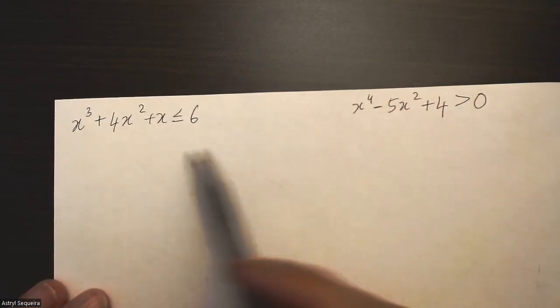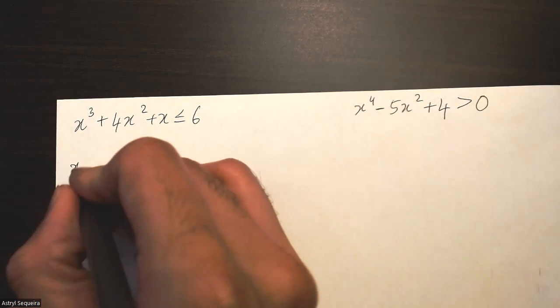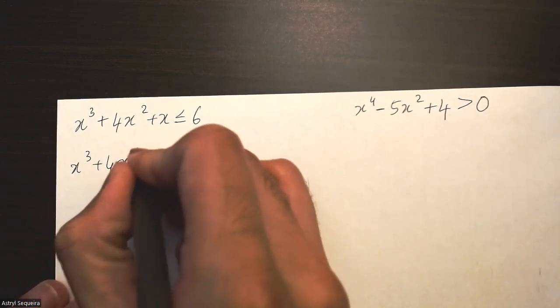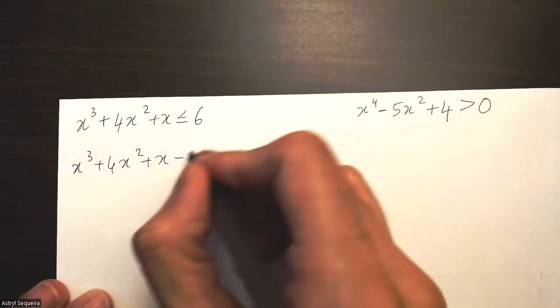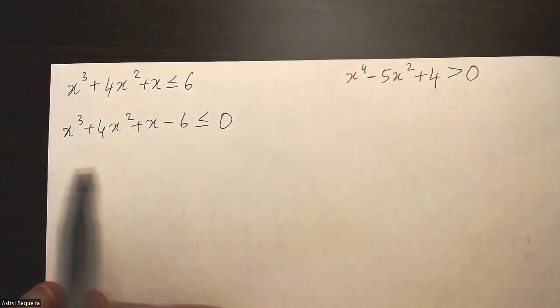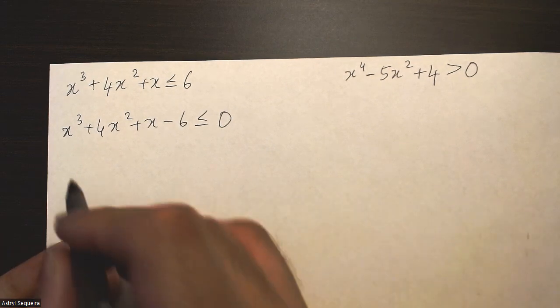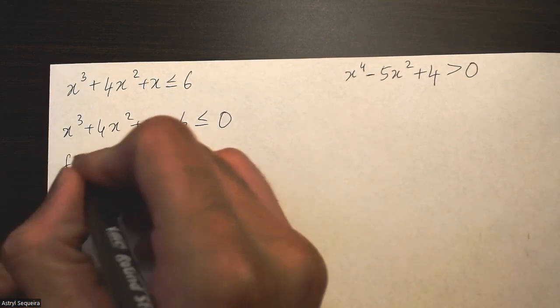Okay, let's go to the third question over here. Again, I'm going to start by moving the 6 to the other side so that I can make one side 0. And now I have to factor this with synthetic division and factor theorem. No other way to do it. So I'll start by subbing in 1 into this equation.